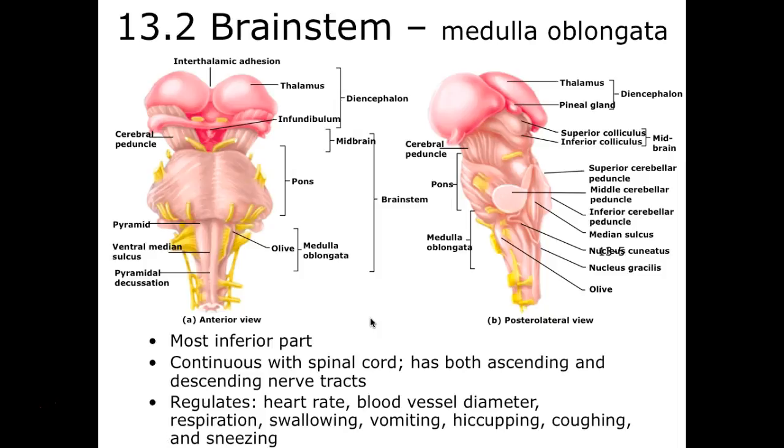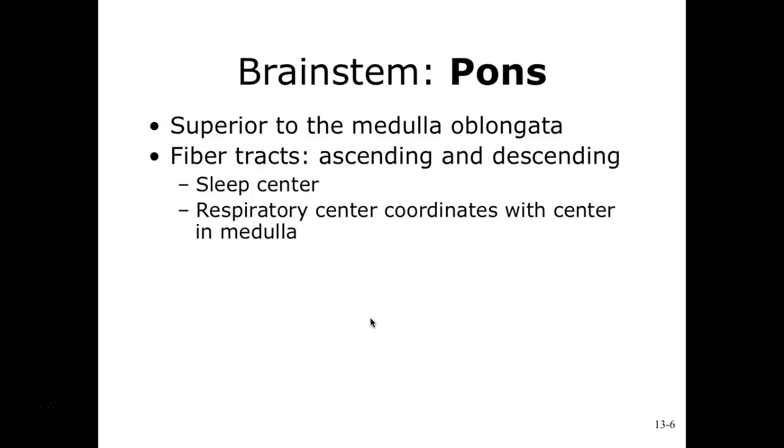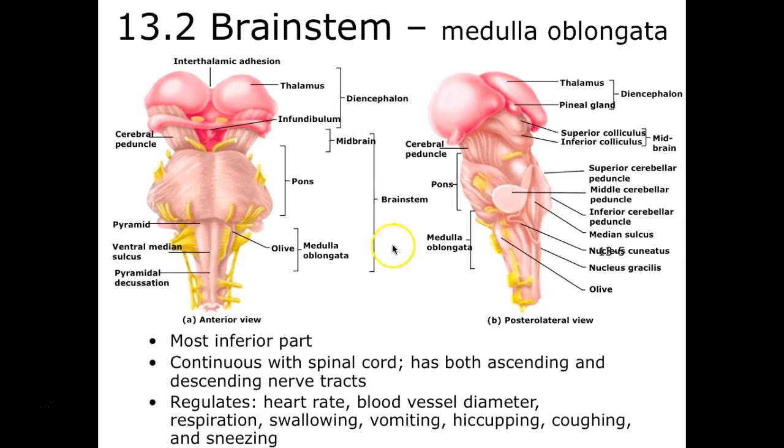It's regulating our heart rate, our blood vessel diameter, so whether it's going to vasoconstrict or vasodilate, respiration, so the way we breathe, swallowing, vomiting, hiccuping, coughing, and sneezing. Now our pons, I'll show you where that is here. So right above the medulla oblongata, okay, keep that in mind.